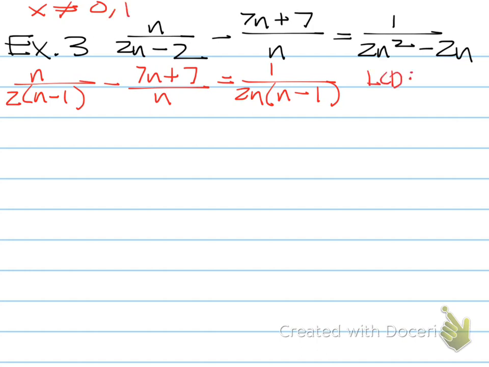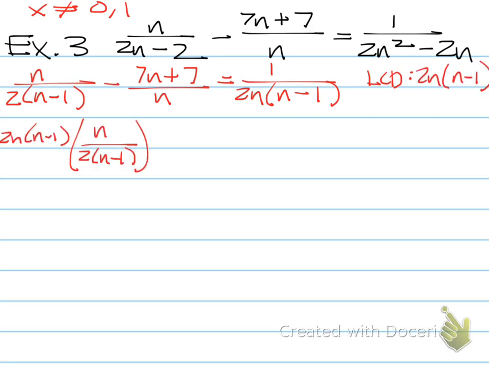And then we determine what the LCD is. So the lowest common multiple for the coefficients, for the numbers, is 2. And then we have a factor of n. And then we have a factor of n minus 1. So the LCD is going to be 2n times n minus 1.